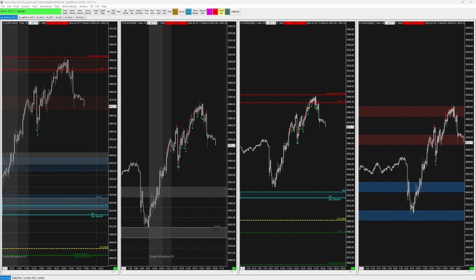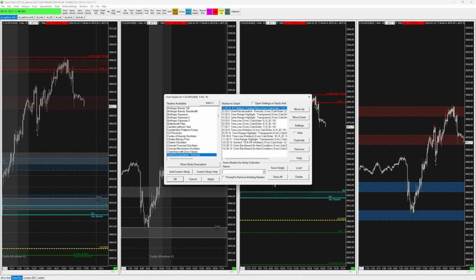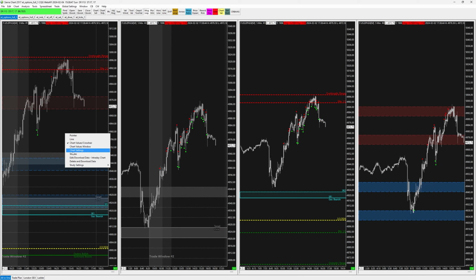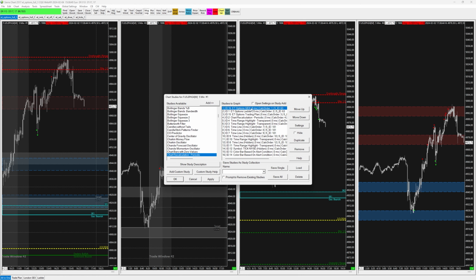So basically, what is available to you are the three studies, right? The studies are called ET options GEX, ET options ladder, and ET options trading plan. By the way, this is really important: if you are putting all these studies on a chart, it is important that you place them in that order.